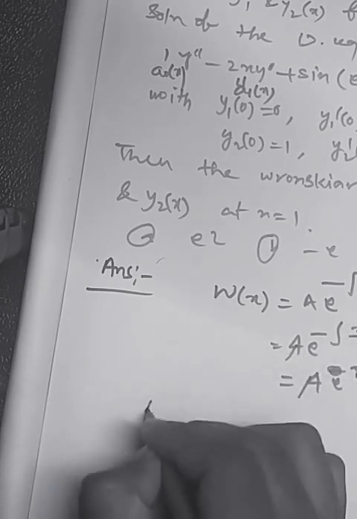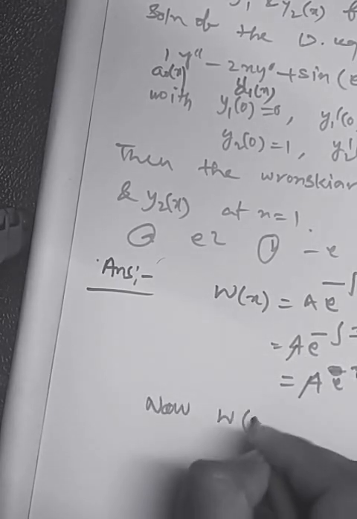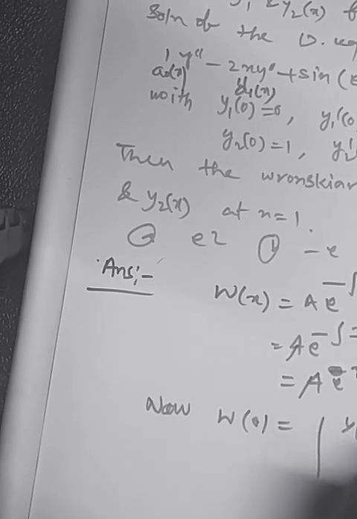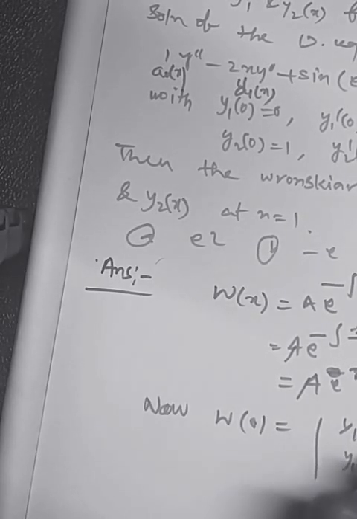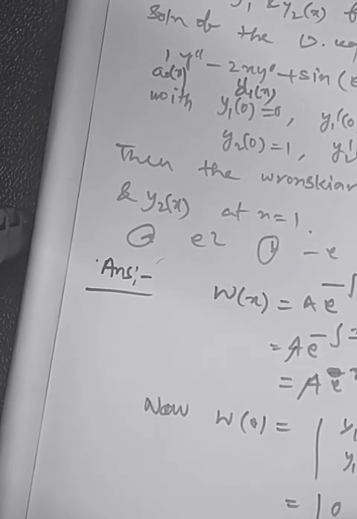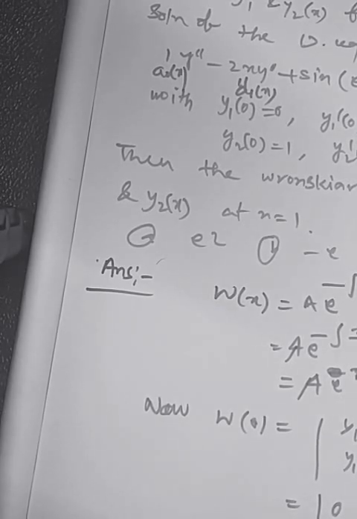Now W(0) is equal to the determinant of y1(0), y2(0), y1'(0), y2'(0). With y1(0) = 0, y2(0) = 1, y1'(0) = 1, this is equal to minus 1. Therefore W(x) is equal to a e to the power x square, and at 0 this is equal to minus 1. This implies a is equal to minus 1. W(x) is equal to minus e to the power x square. Therefore W(1) is equal to minus e.